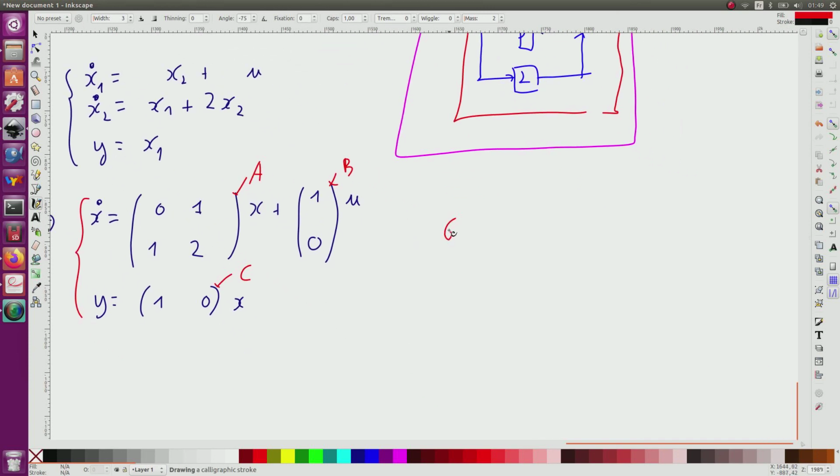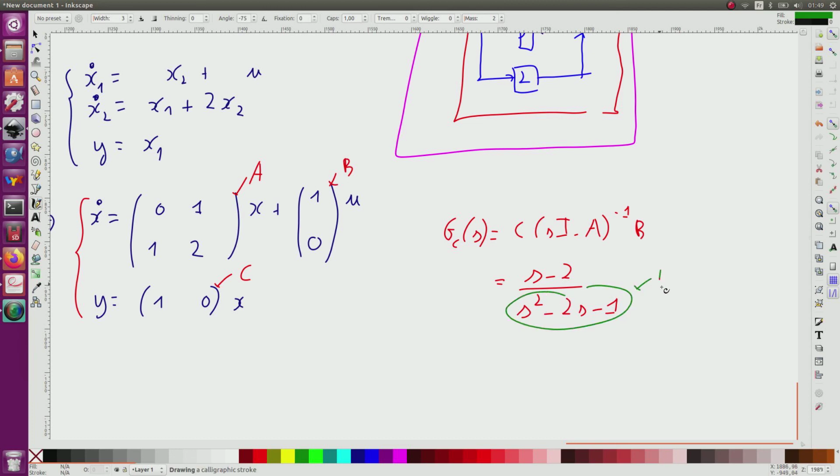Again, I apply the formula for computing the transfer function. I obtain C (sI minus A) to the minus 1 B, so no D again. And if I compute this, I will obtain s minus 2 divided by s squared minus 2s minus 1. Okay. The characteristic polynomial is this, Pc of s.